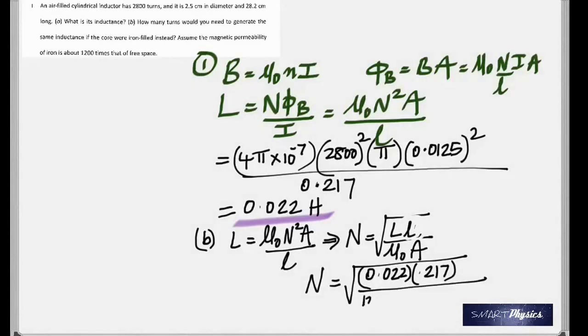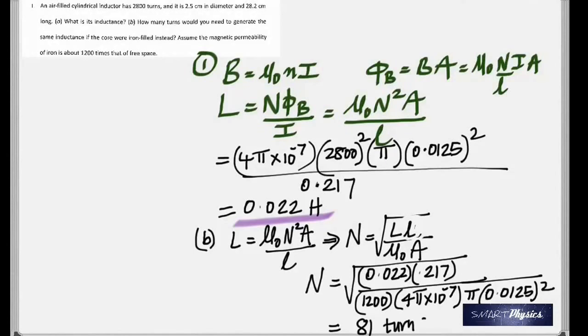So again, with the numbers that I have, it's 0.217 by the area, and 1200 times 4 pi times 10 to the negative 7. Mu naught is actually 1200 times 4 pi times 10 to the negative 7, isn't it? Because the permeability of iron is 1200 times that of air. Is that clear enough? So for free space, it's 4 pi times 10 to the negative 7. For iron, it would be 1200 times that. That's why you see that 1200 there. So you only need 81 turns if you're using my numbers.